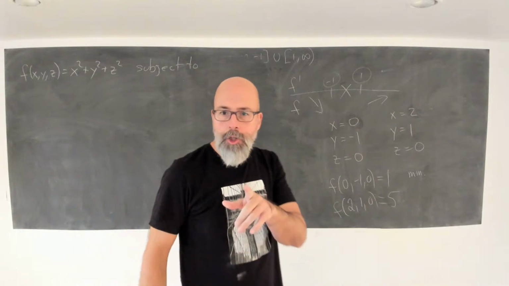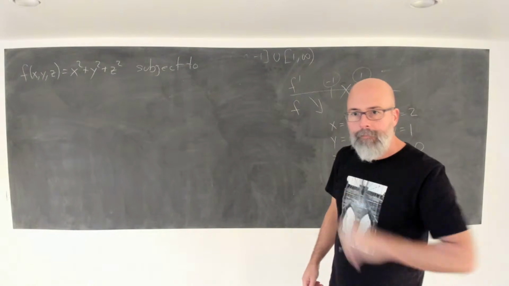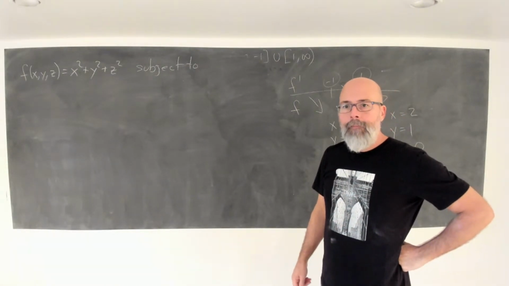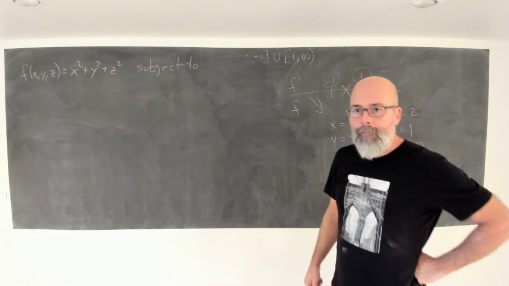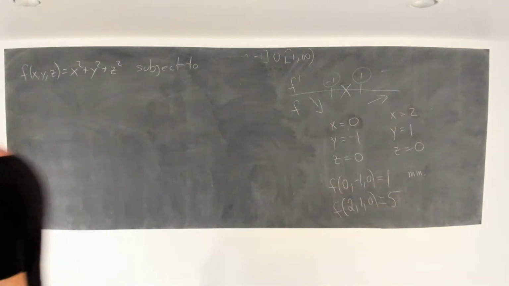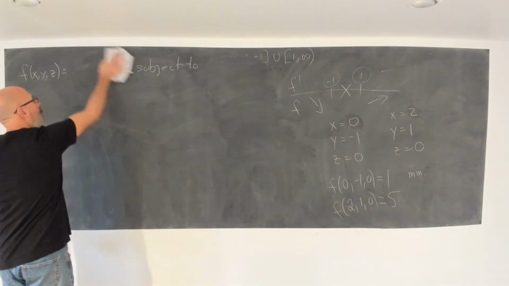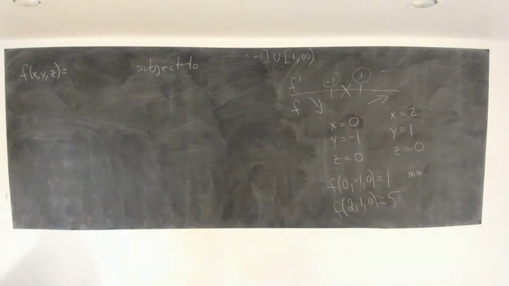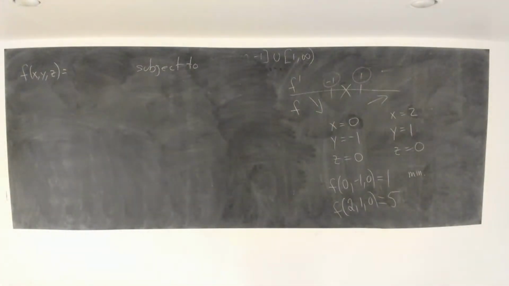Well, I mean, this is just one constraint, right? I think people wanted two constraints. Let me go get the book.